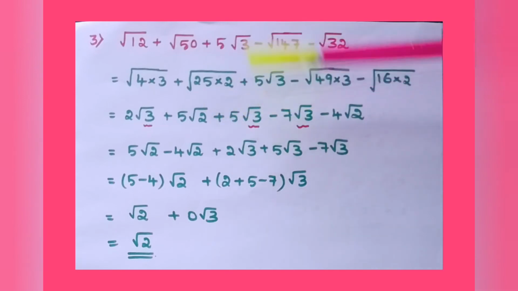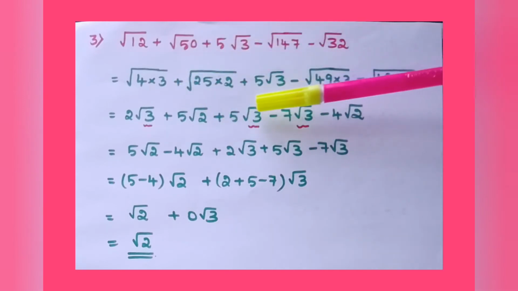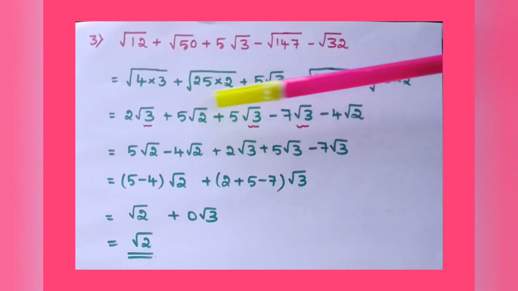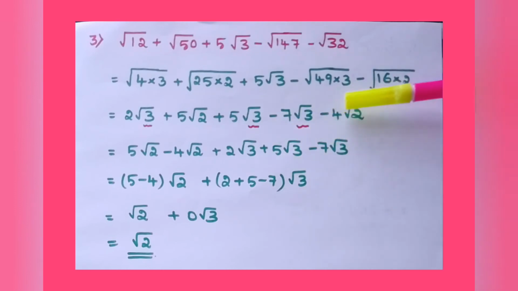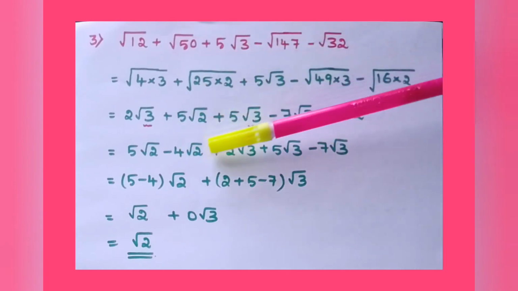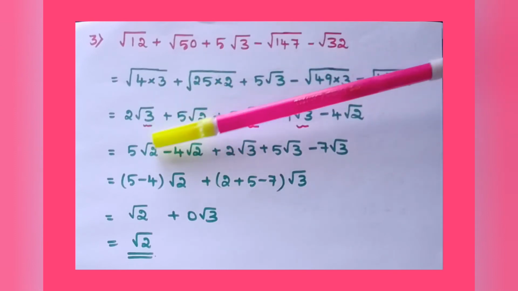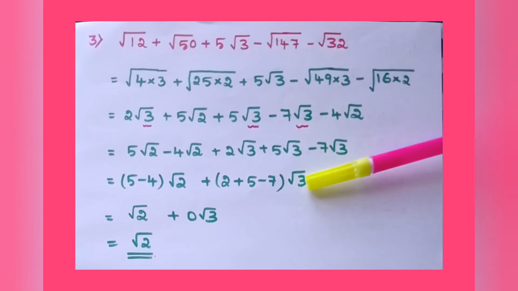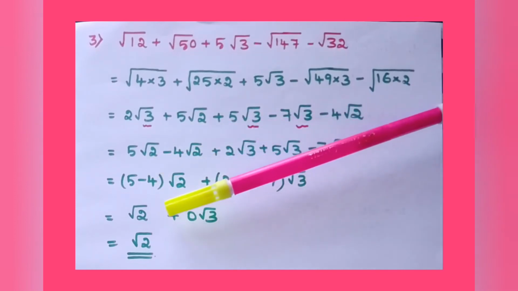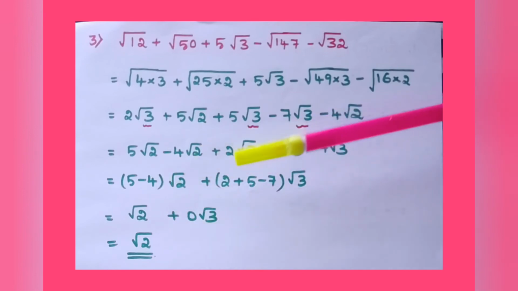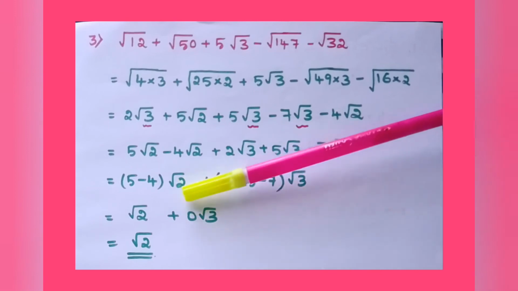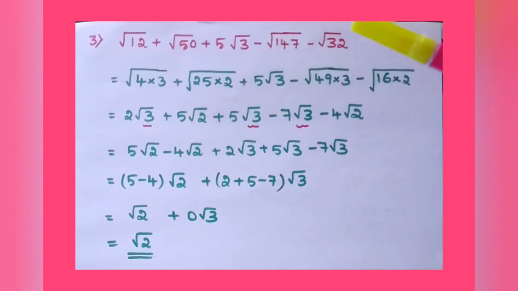So you can group the like surds. Root 3, 5 root 3 here, again 7 root 3. These numbers you can take aside, plus 5 root 2 and 4 root 2. First I have taken this, no problem, you can write. How to simplify this? 5 minus 4 root 2 plus 2 plus 5 minus 7 root 3. On simplifying this, 5 minus 4 is 1, so 1 root 2, root 2 you can write. Here 2 plus 5 is 7, 7 minus 7 is 0, 0 root 3. So the answer will be root 2. If it is in multiple choice questions, you don't need to write all this, you can directly write the answer.